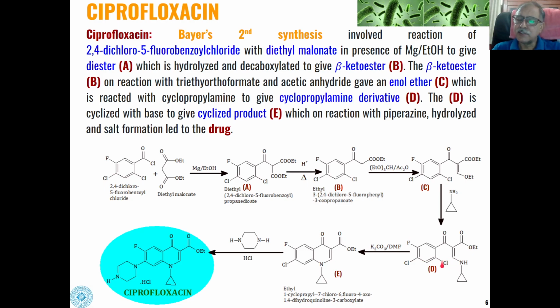Only difference is this under basic conditions will undergo cyclization, H from here and Cl from here. In the first method, here we were having fluorine, but here HCl will be removed for the cyclization process. And then the last step is the same as we have seen in the previous method. So H from here and Cl from here, we will get ciprofloxacin hydrochloride as the product.